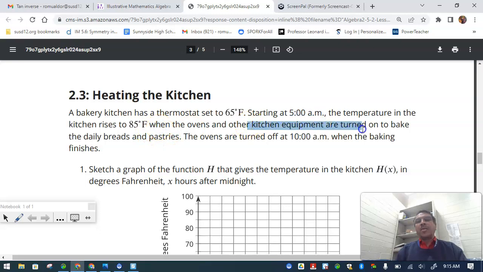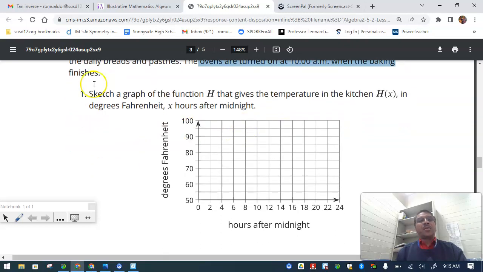And the other kitchen equipment is turned on to bake the daily breads and pastries. The ovens are turned off at 10 a.m. when the baking finishes. So at 10, you just turn it off. What you are supposed to do is sketch the graph of this h function. What does h represent? h gives the temperature in the kitchen, h(x), in degrees Fahrenheit, x hours after midnight.